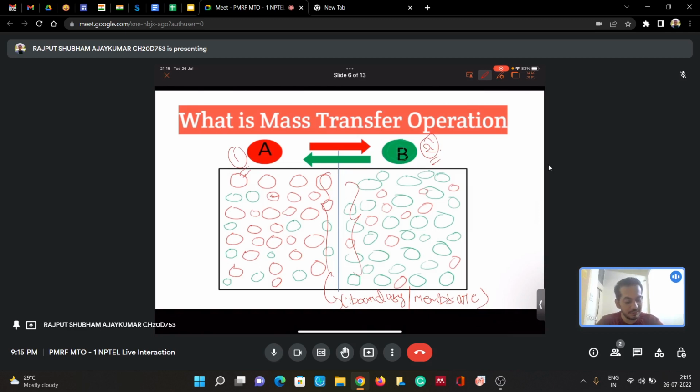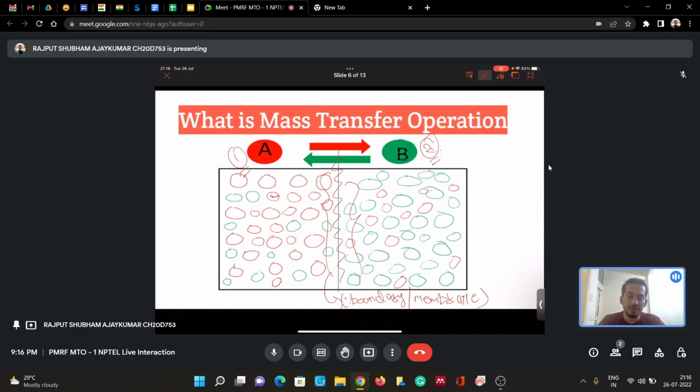What will happen if I remove this membrane from here? These two molecules will try to combine, that is, they will try to equilibrate each other, and this equilibrium happens due to the difference in the concentration gradient, just as in heat transfer, the change happens due to the temperature gradient. Here in mass transfer, the transfer happens because of the concentration gradient or the pressure gradient, and many more. So this is what is happening here: A and B are not equilibrated because they are separated by a membrane.